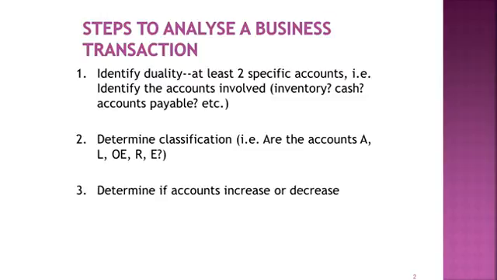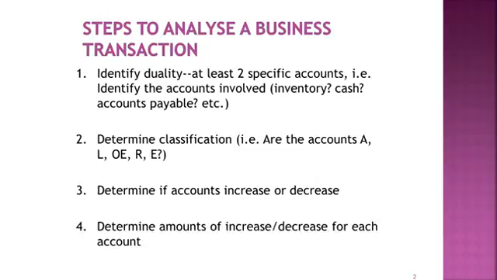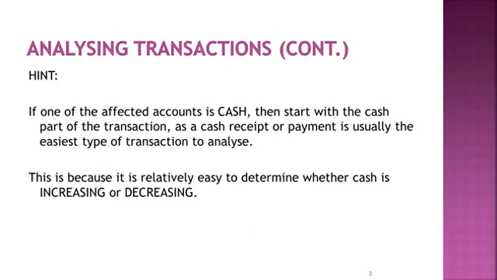For step 3, we determine if the accounts increase or decrease. So if we receive cash, it'll be increasing. If we pay cash, it's decreasing. So we work out which way it's going. And step 4, determine the amounts of the increase or decrease for each account that is affected. So they are the 4 steps that are involved in analysing a business transaction. So let's have a look at some examples.